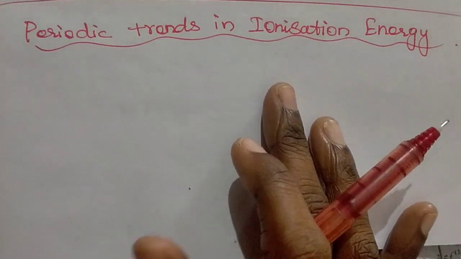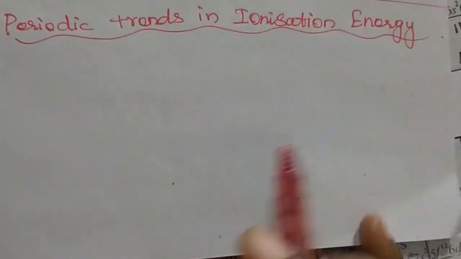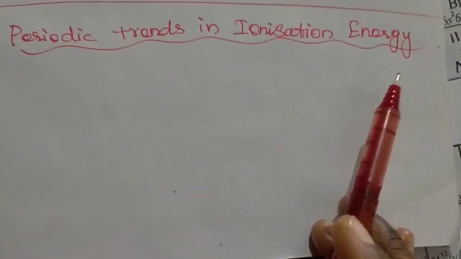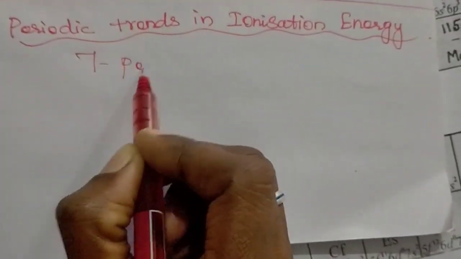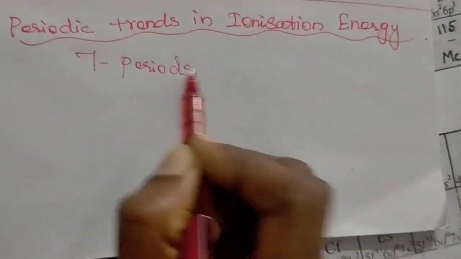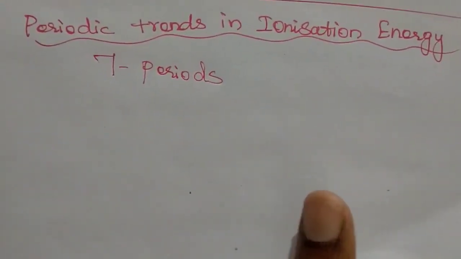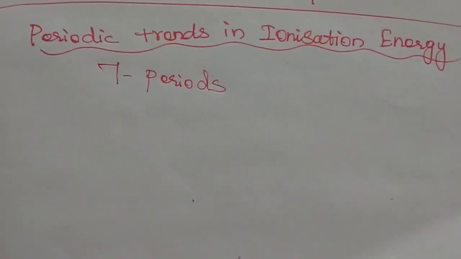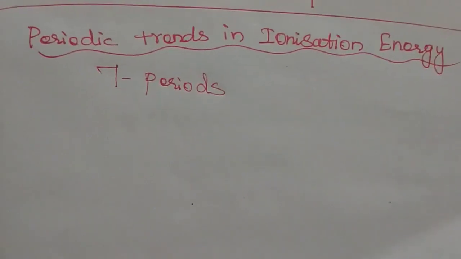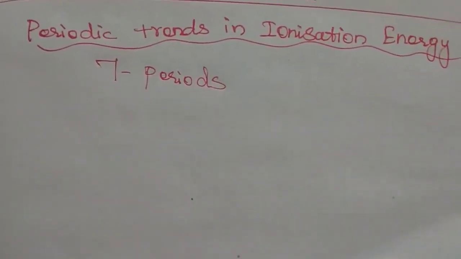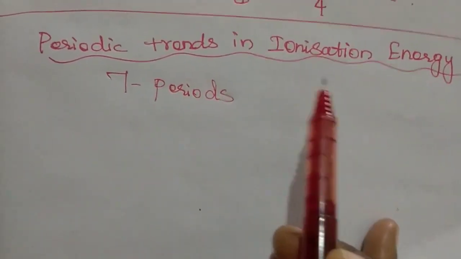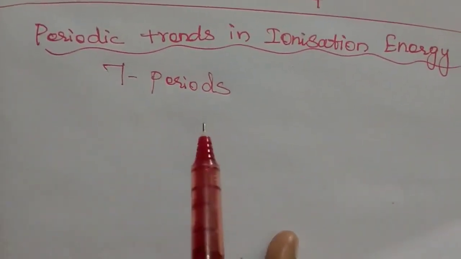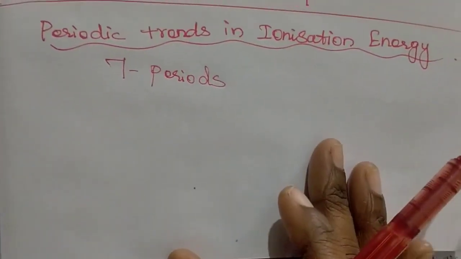Ionization energy is increasing along the period. We have a total of 7 periods, so in the periods it is increasing with some exceptions. Okay, we have some exception cases in the increase of ionization energy along the periods. Now we are going to see the ionization energy periodic trends in periods.